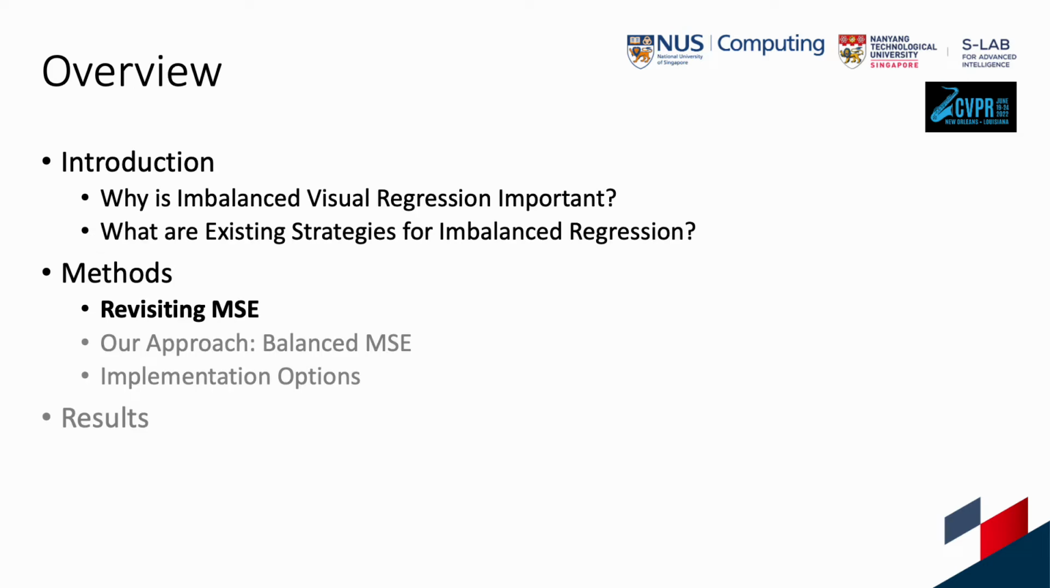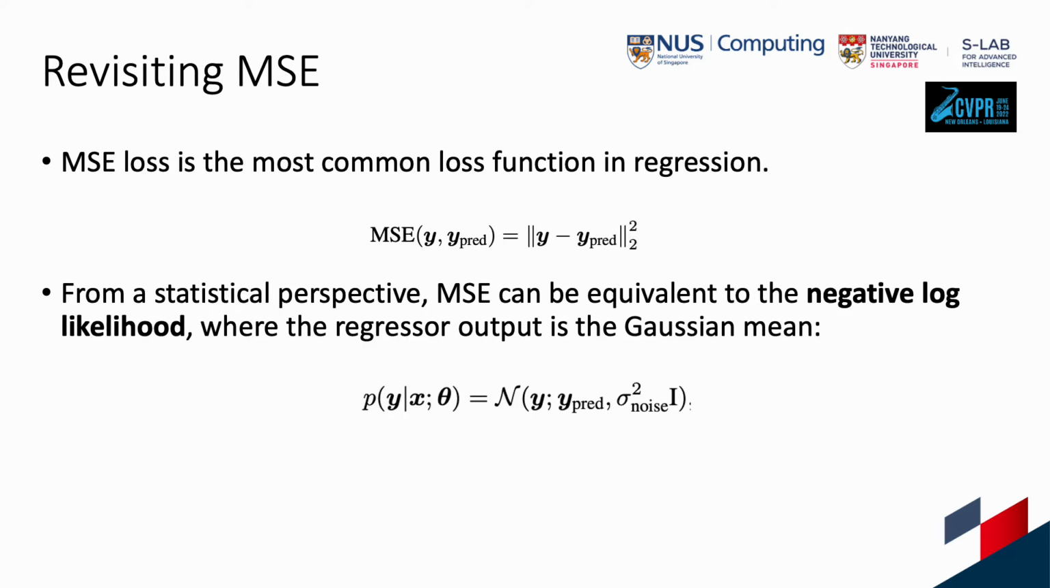We start by revisiting MSE from a statistical perspective. Mean square error is the most common loss function in regression tasks. From a statistical perspective, MSE is equivalent to the negative log likelihood, where the regressor output is the Gaussian mean.